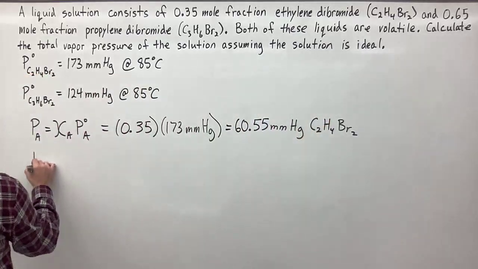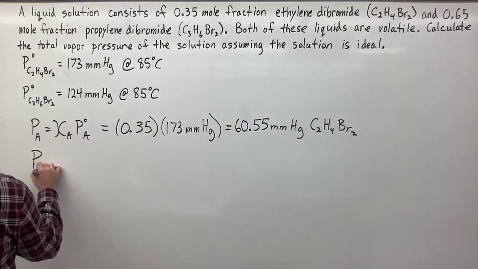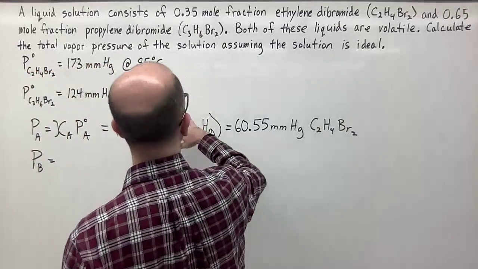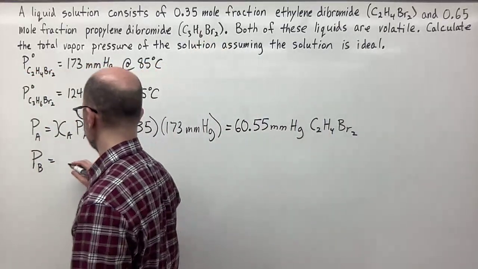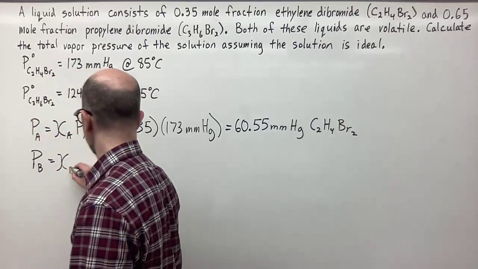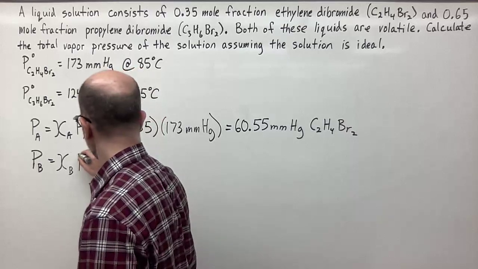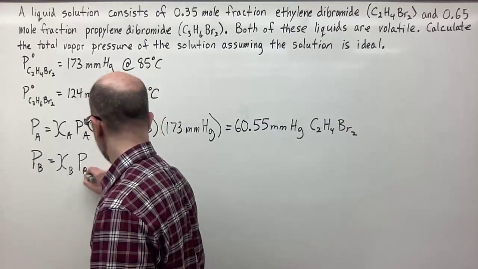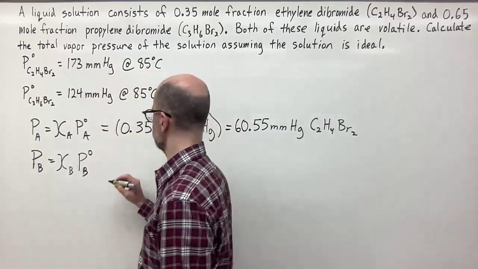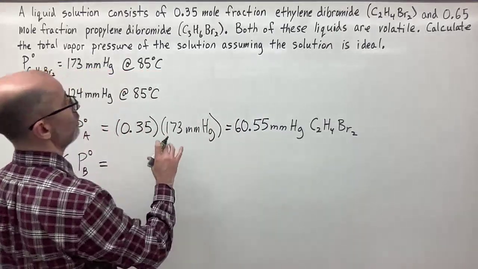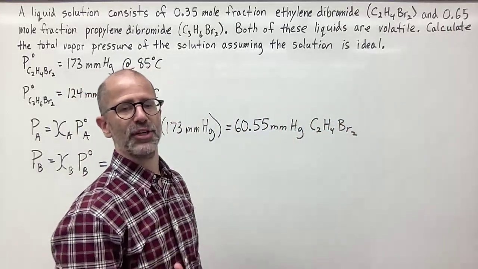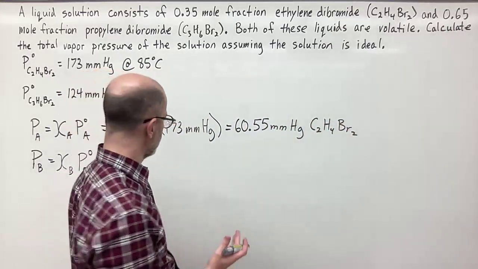And then for substance B, that'll be our propylene dibromide. So we'll say the partial pressure of B is equal to the mole fraction of the propylene dibromide multiplied by the vapor pressure of the pure propylene dibromide. I think I kept saying ethylene dibromide. We're talking about propylene dibromide right now. Sorry.